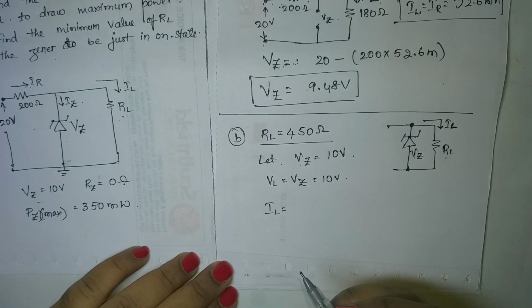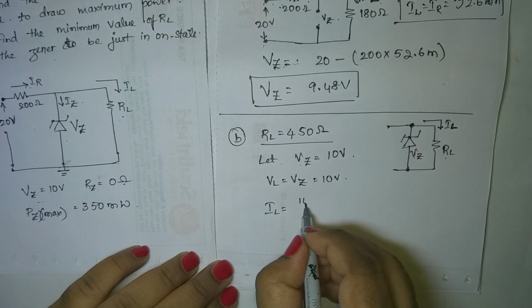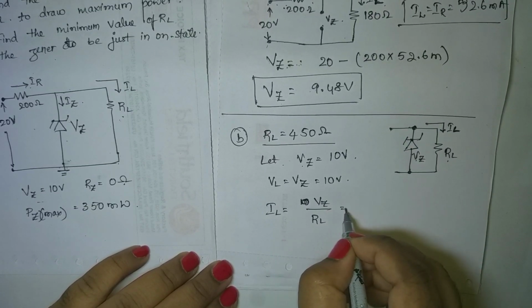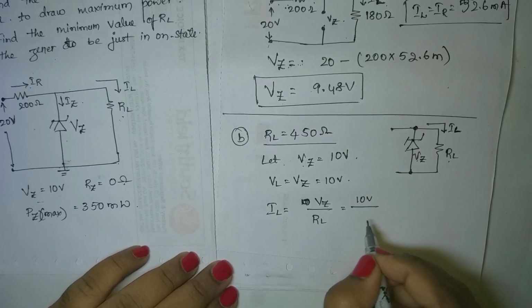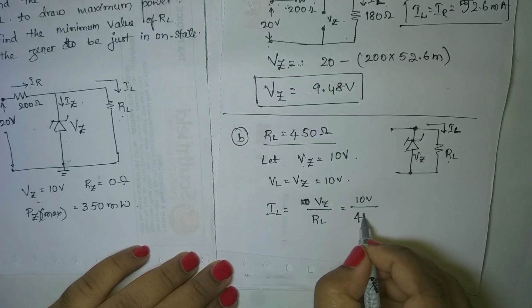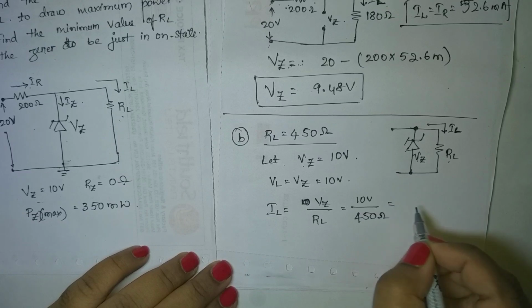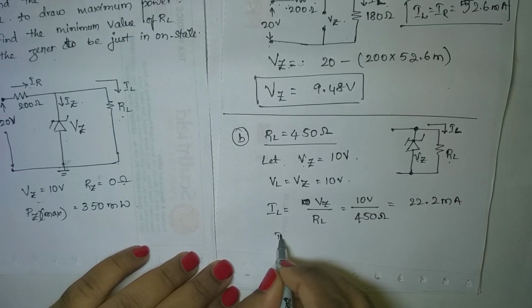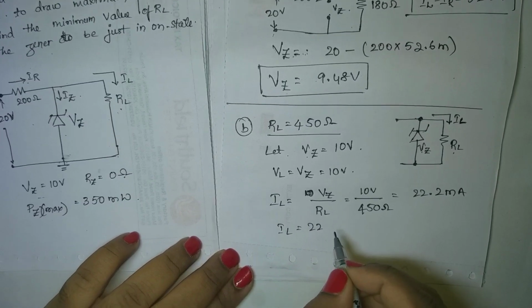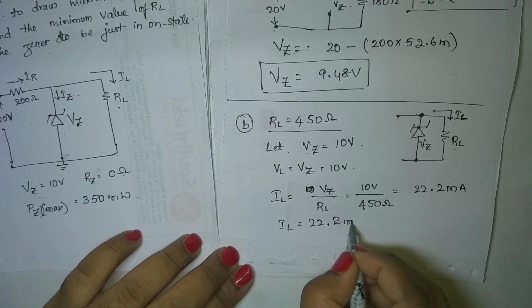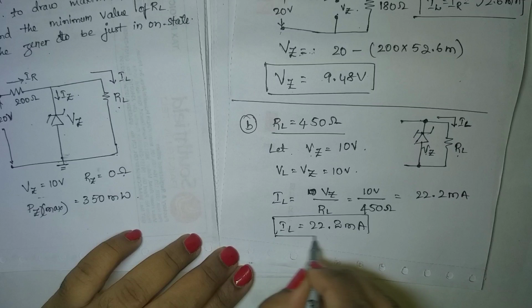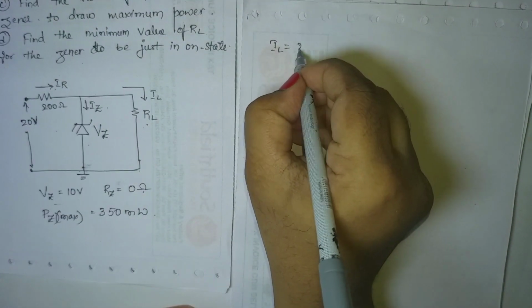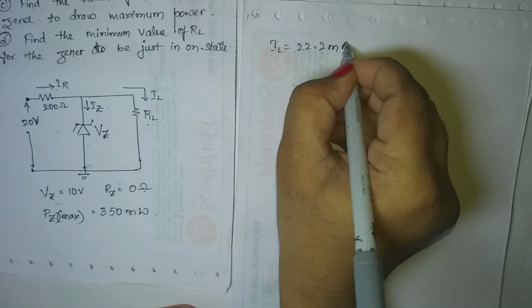IL is equal to Vz divided by RL. Vz is 10 volts, divided by RL, which is 450. So you get the value as 22.2 milliamps. IL is equal to 22.2 milliamps. Okay, so now the next part. I got IL as 22.2 milliamps.